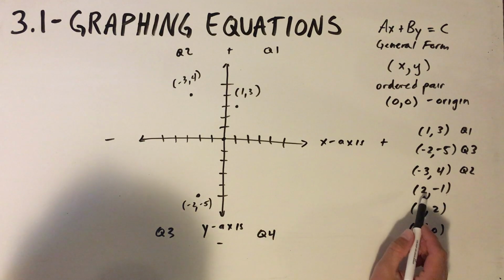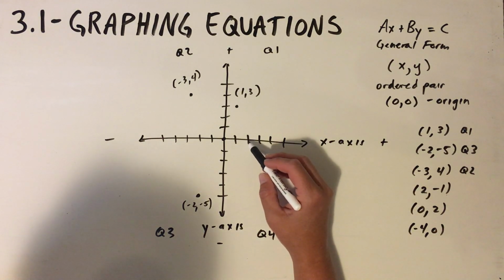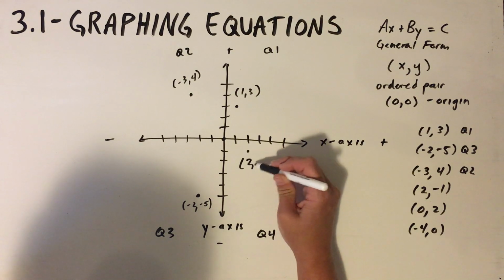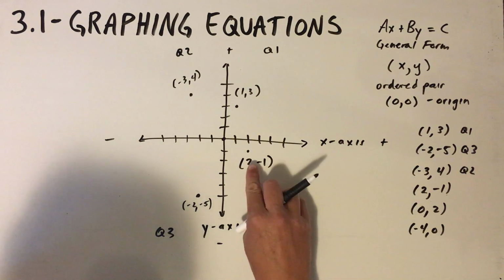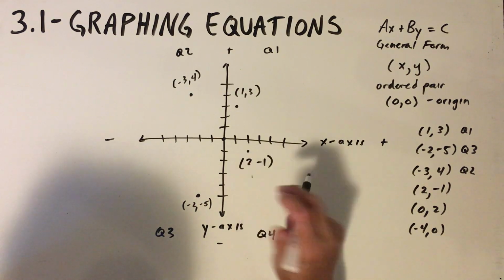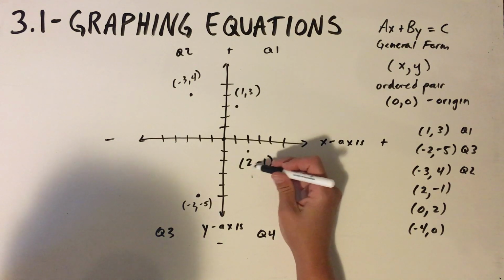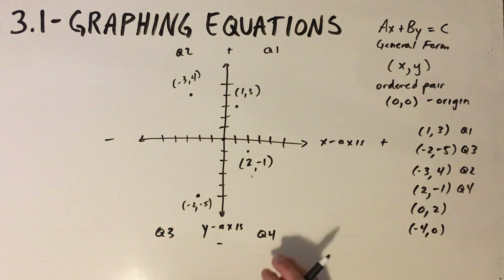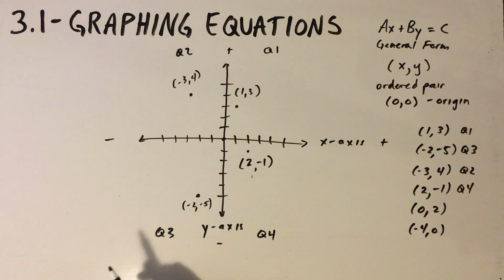And 2, negative 1. 2 means that we're going to go 2 in the positive x direction and negative 1. So this is the point 2, negative 1, and this is in quadrant 4. So you should get yourself familiar with how to plot points.